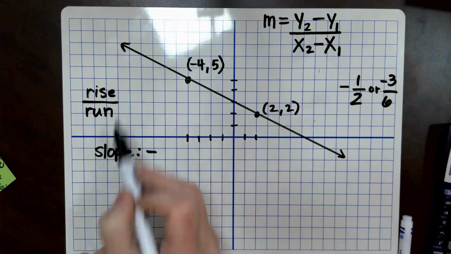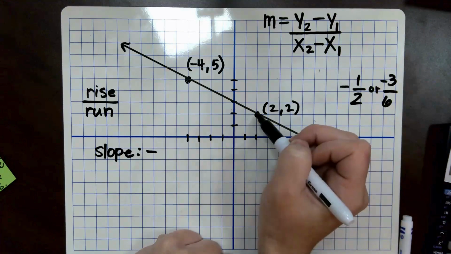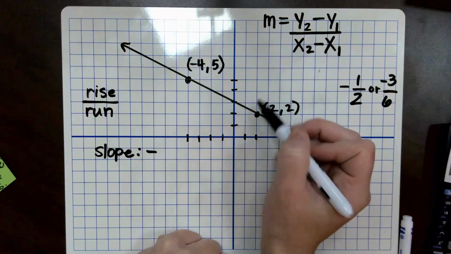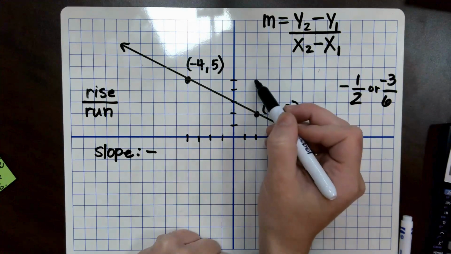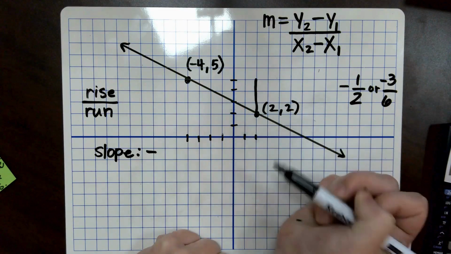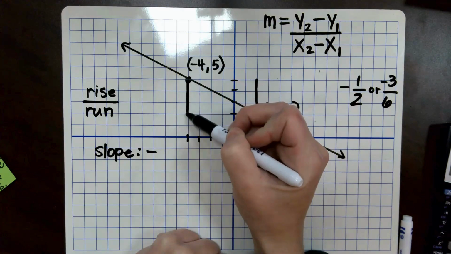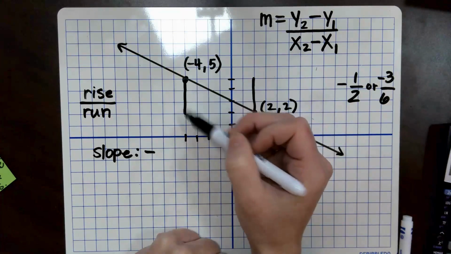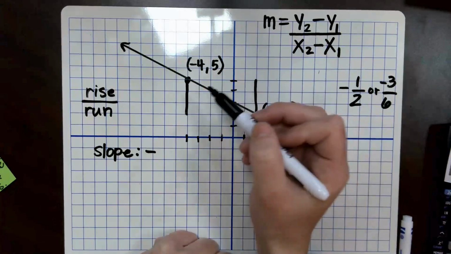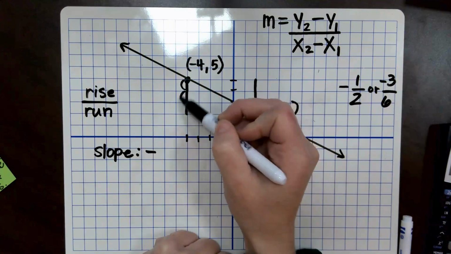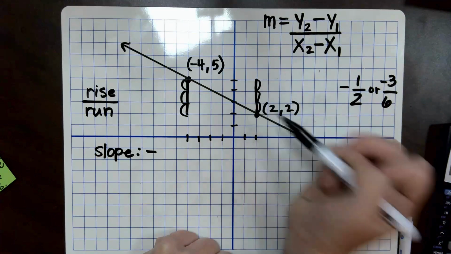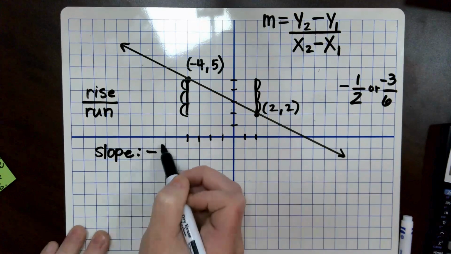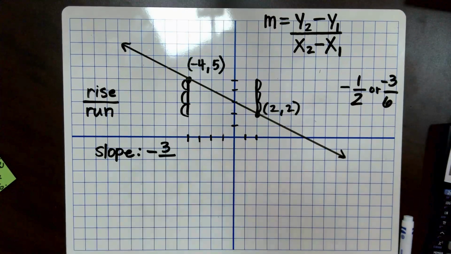Now let's just count our rise and our run. Our rise is going to be the distance of height between the 2 points. So let's just go here. Or we could do here. This is also going to show the distance. And let's count. We've got 1, 2, 3. Either way, 1, 2, 3. My rise is 3. Okay. Now I gotta find my run.